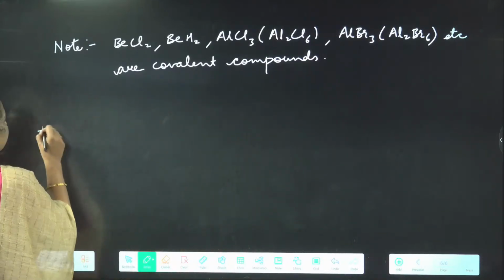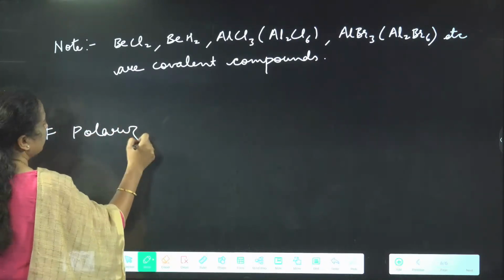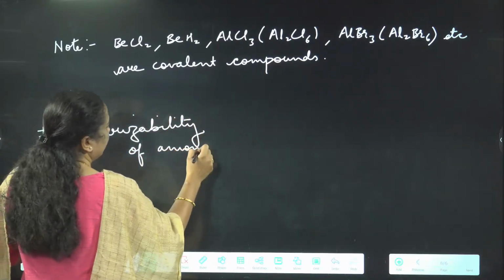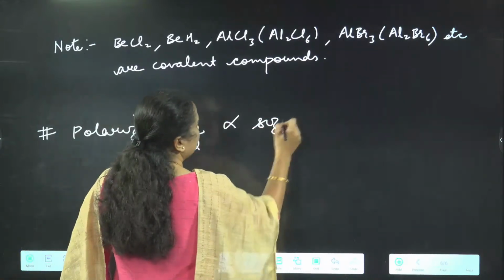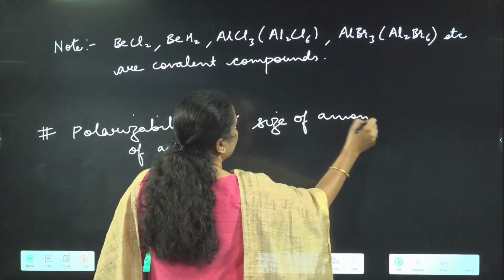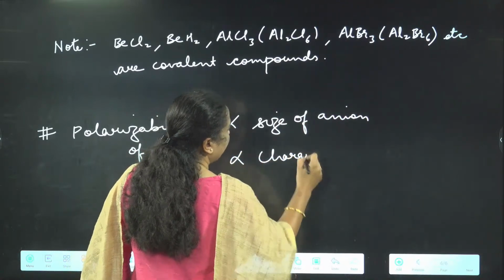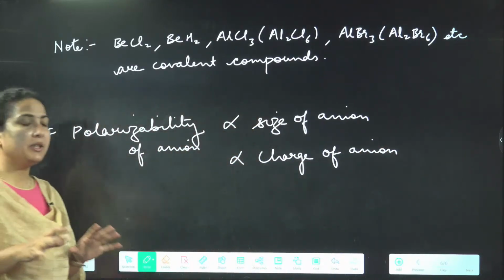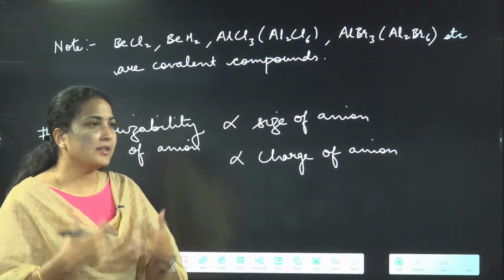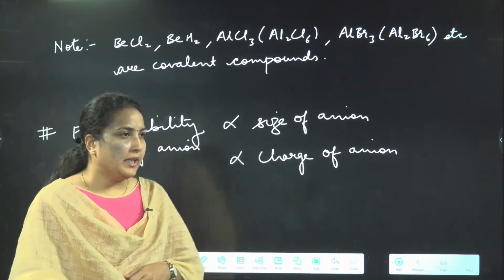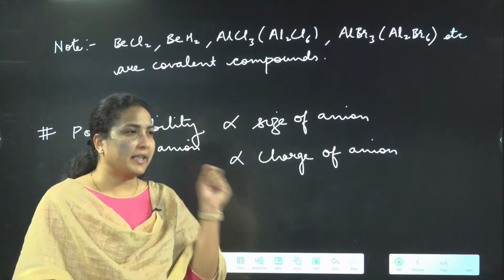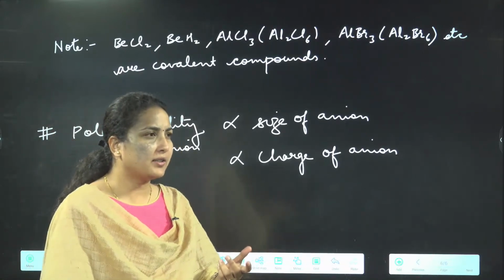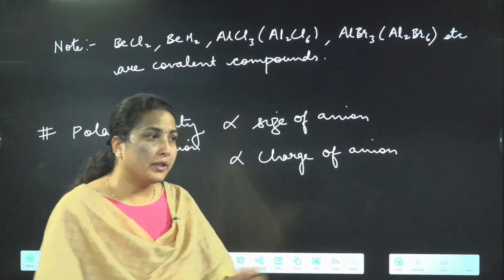Now next we are going to see polarizability of anion. That is directly proportional to the size of anion, and it is also directly proportional to the charge of anion. Now try to understand: polarizability means for a particular anion how easily its electron cloud gets distorted. If it is a very easy process, that means any cation should be able to attract that electron cloud nicely. And which electron cloud could be attracted nicely? The one which is loosely held by its own nucleus of the anion.